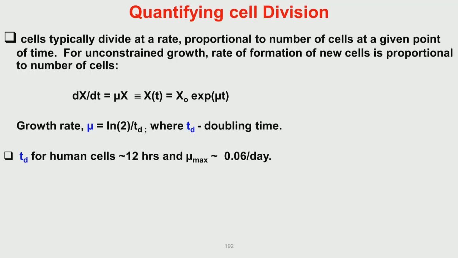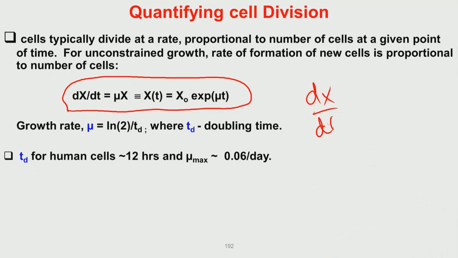How to quantify the rate of cell division? This has been mentioned here. Let us say at any given point of time, if the total number of cells is x, then dx by dt is equal to mu x, and this is a simple mathematical equation you can solve, and you can get these values: at any given time t, x(t) is equal to x naught exponential mu t, where x naught is the value at time t is equal to t naught.